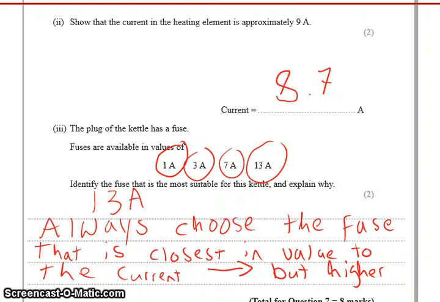So we always choose the fuse that's closest in value to the actual current, but it must be higher to stop the fuse blowing or melting as soon as it's placed in the circuit.